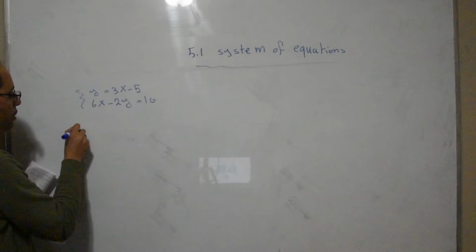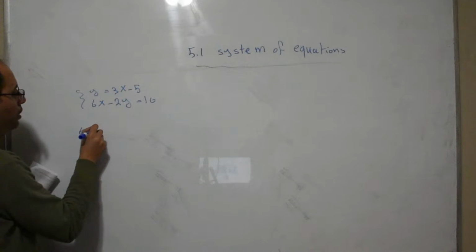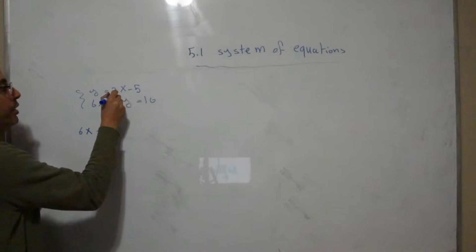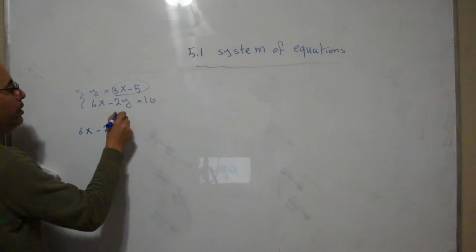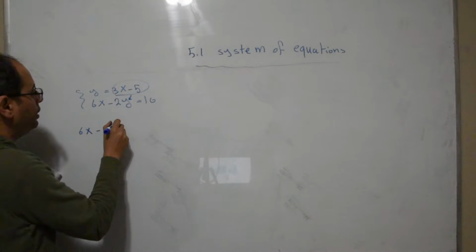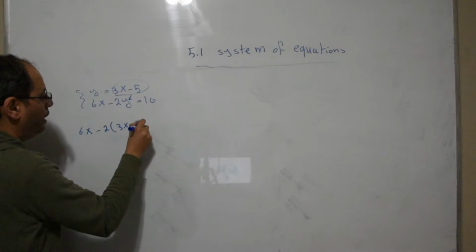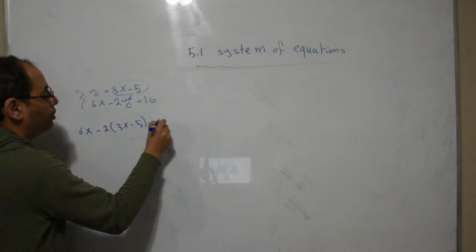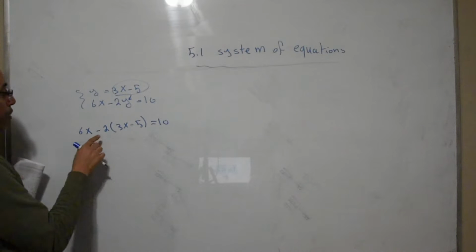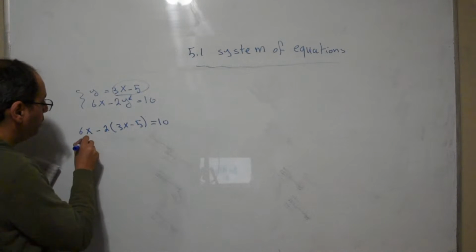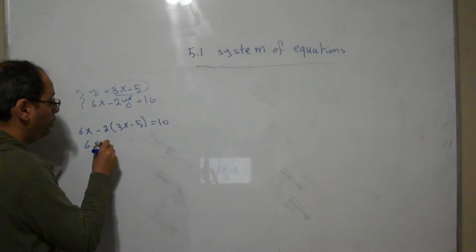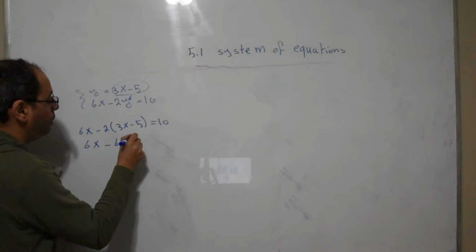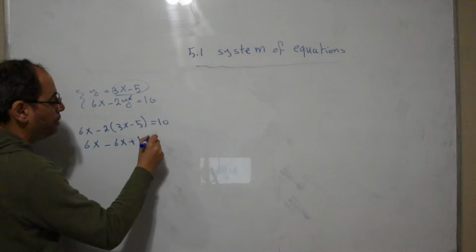Now let's do that. So 6x minus 2, and I'm going to plug in y, which is 3x minus 5. So I will get 6x minus 2 times 3x minus 5 equals 10. Now I have one equation with one variable. I can solve that. 6x, I distribute the negative 2. Negative 6x, minus times minus is plus, and 2 times 5 is 10, equals 10.